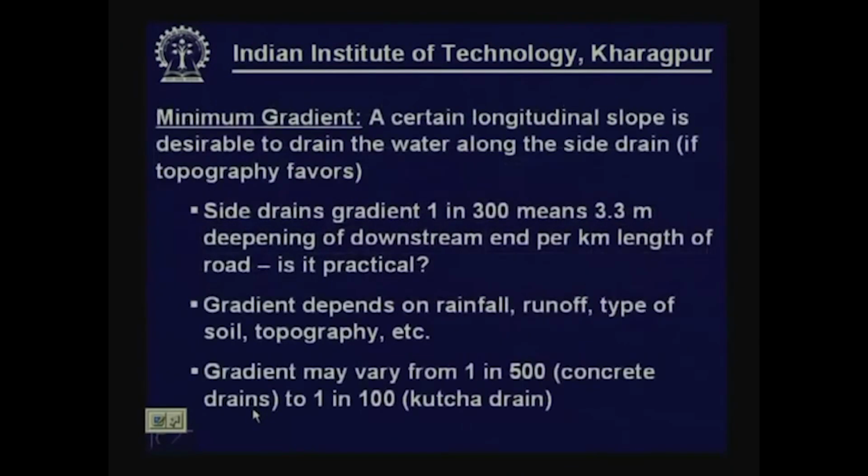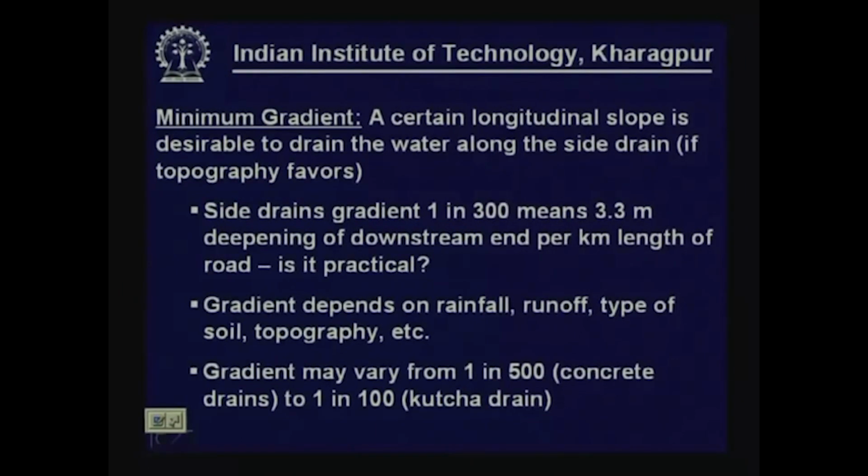Now, there is also another type of gradient which is called minimum gradient. Let us first try to appreciate the need for minimum gradient. Camber will normally help the water to disperse and go to the side drains. Then again water has to flow in the side drains. So, actually a mild longitudinal slope is required along the length of the side drains.